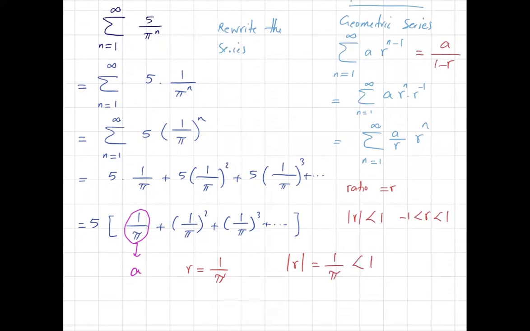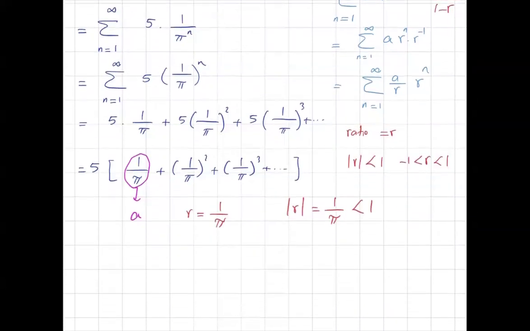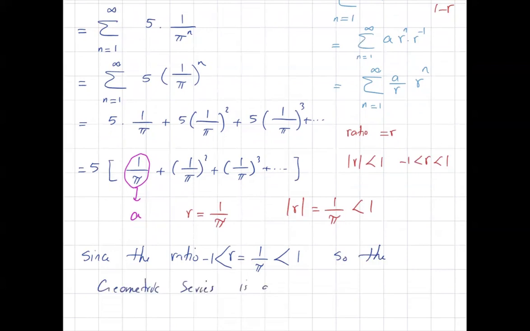So what's the meaning of that? You're going to say that since the ratio r, or 1 over pi, is less than 1 and more than negative 1, the geometric series is a convergent series. But where does it go? All right.